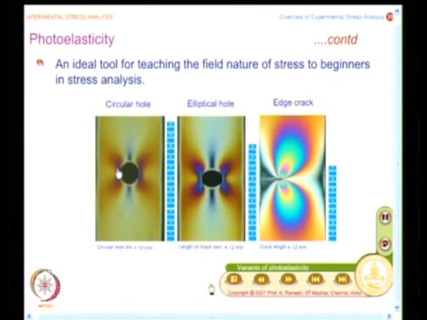I have a plate with a circular hole, a plate with an elliptical hole, and a crack, and you do not need to explain. You see very few fringes here, slightly more fringes here, and I have not put that as 6, I put that as 7; when I put it at 6 you have a large number of fringes here. So, if you have an appreciation of looking at fringe information, the density indirectly indicates the stress levels are high. So, for a beginner you get the field nature, you understand what stress concentration is.